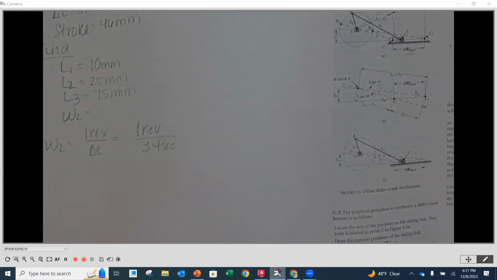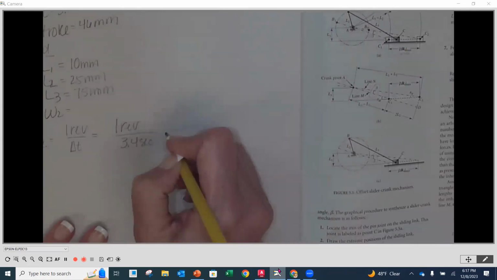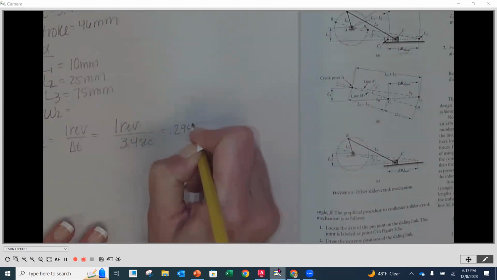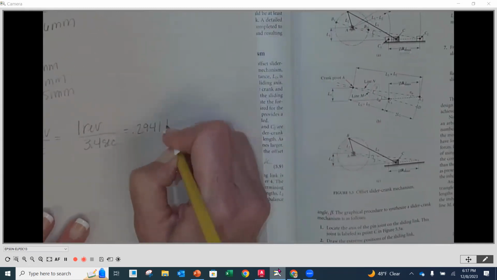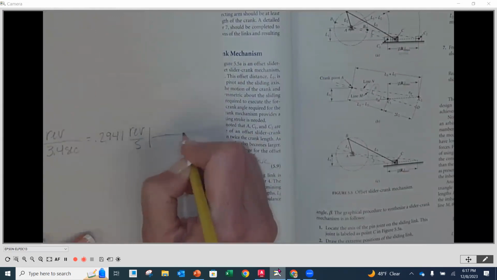And that number would be 0.2941 revolutions per second. And then we're going to convert that to RPMs.